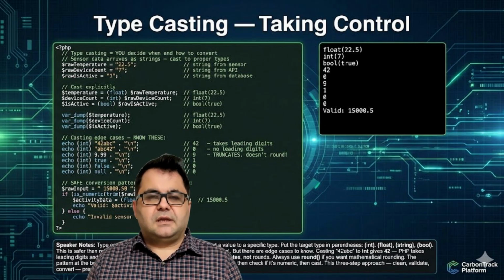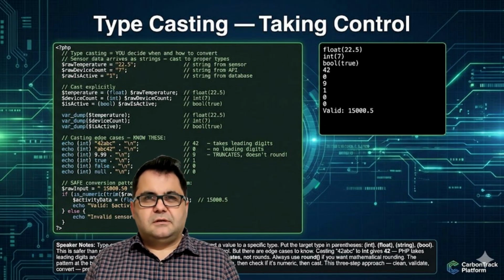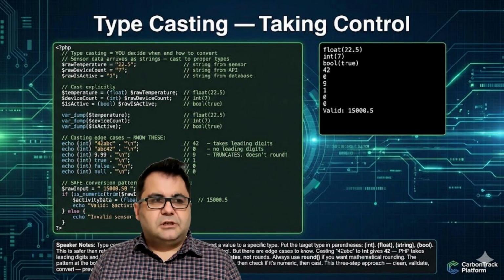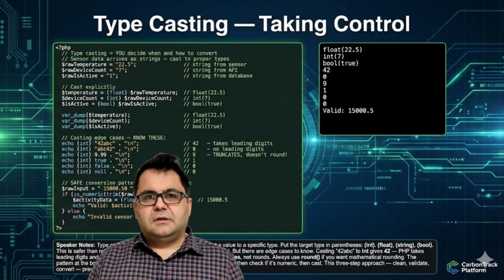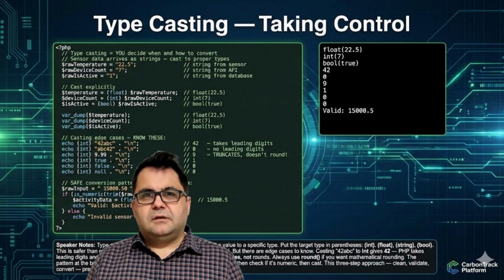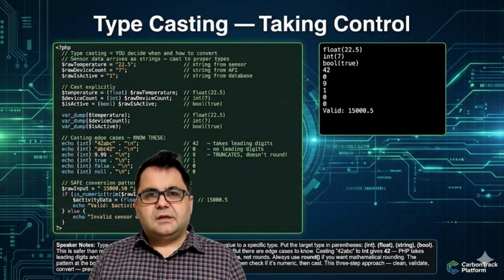The pattern at the bottom is what we'll use in our platform. First trim whitespace, then check if it's numeric, then cast. This three-step approach, clean, validate, convert, prevents bad data from entering our calculations.